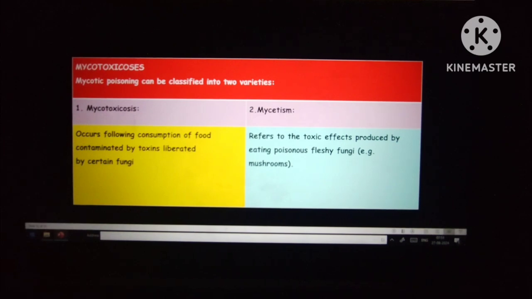You want to remember mycotoxicosis. Mycotic poisoning can be of two varieties: one is mycotoxicosis, another is mycetism. Mycotoxicosis is the consumption of food which is contaminated by the fungus. But mycetism is directly eating a poisonous fleshy fungus, for example mushroom. Mycotoxicosis is food which has been contaminated by toxins, whereas mycetism is the mushroom. The poisonous mushroom which we eat can lead to deleterious effects.